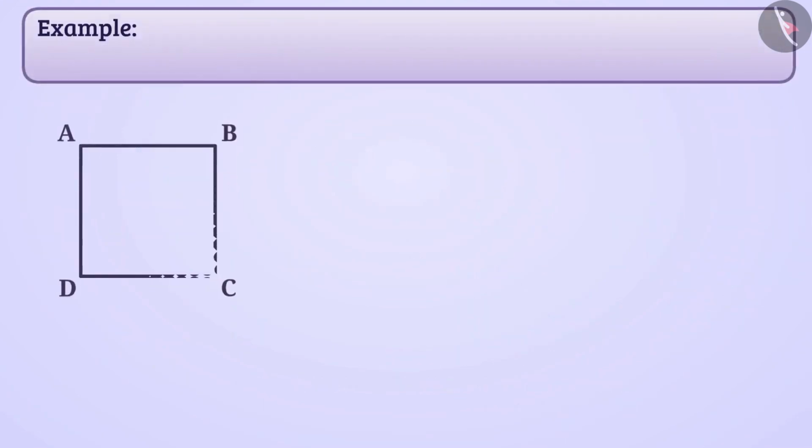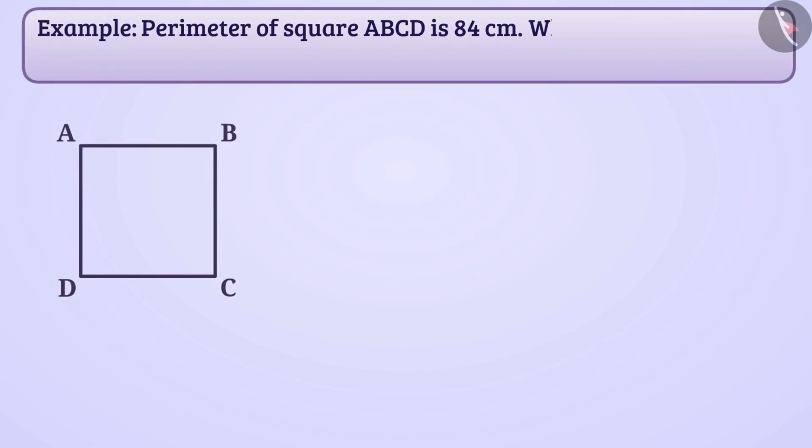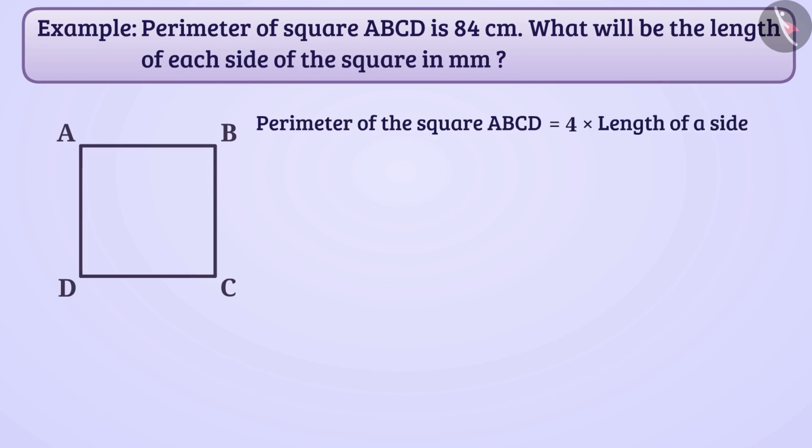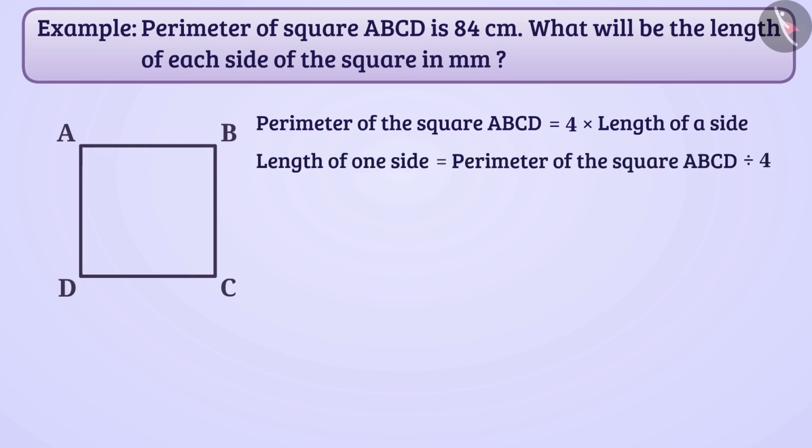Next example. The perimeter of square ABCD is 84 centimeters. What will be the length of each side of the square in millimeters? We know that the perimeter of square ABCD is equal to 4 multiplied by the length of a side. Therefore, the length of one side will be the perimeter of the square ABCD divided by 4, which is equal to 84 centimeters divided by 4, which is equal to 21 centimeters.